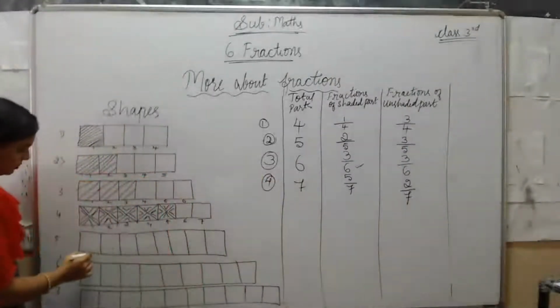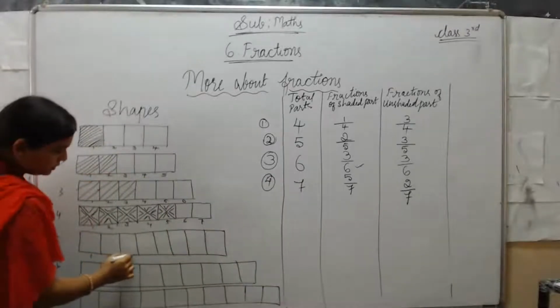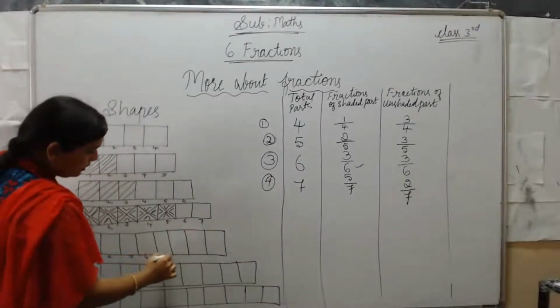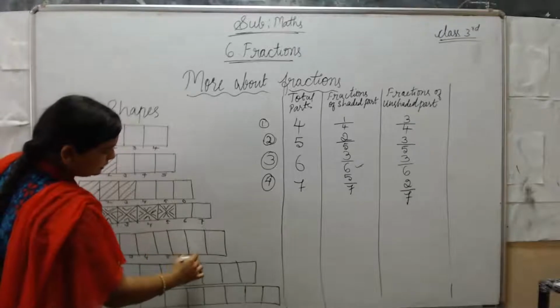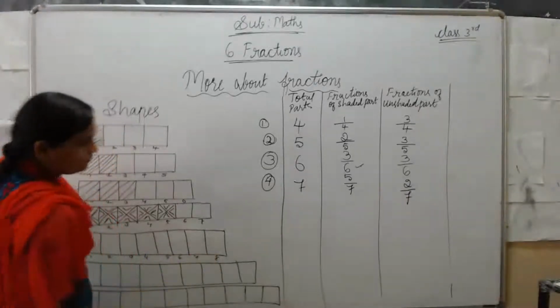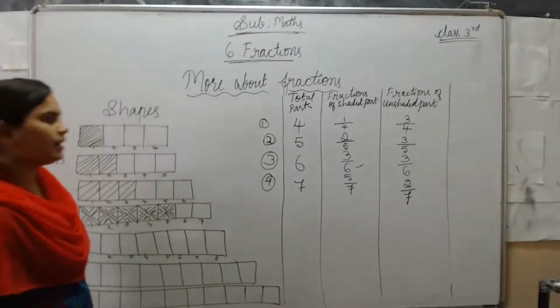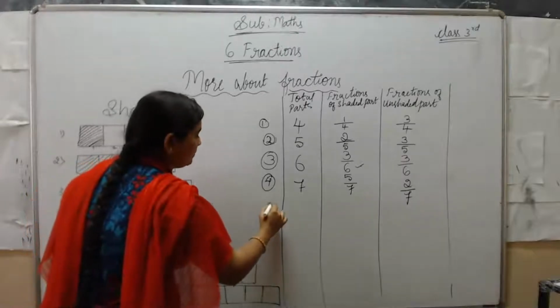Let's count these. 1, 2, 3, 4, 5, 6, 7, 8. Total parts 8.